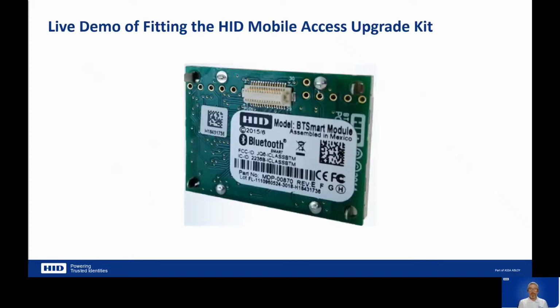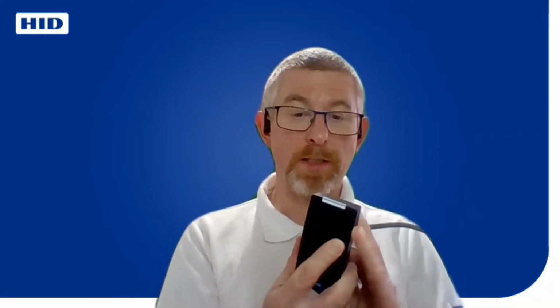Okay. Right, so what I'm going to do now is I'm going to stop sharing the screen, and I'm actually going to show you how we go about fitting the upgrade kit itself. Okay, take my existing SE reader here. Okay, so I have an SE reader. So imagine this R10 SE reader is attached to the wall at the moment. So there's the backplate in situ.